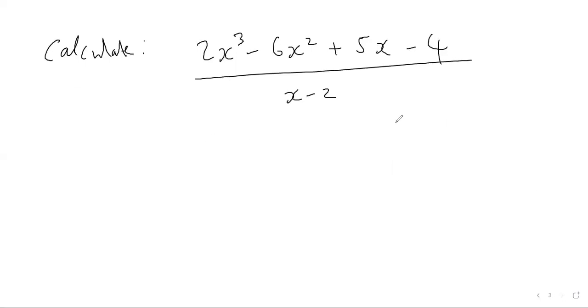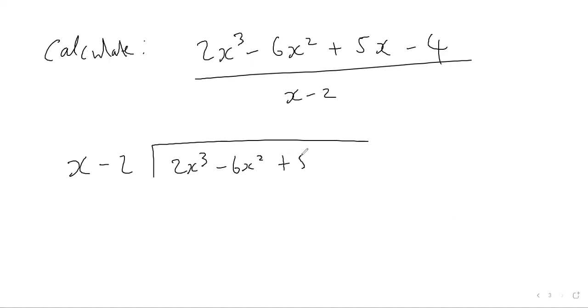Again, we're going to do a bus stop method with this algebraic example. So x minus 2 there, have your bus stop there, 2x cubed minus 6x squared plus 5x minus 4. Then we look at the first term there and ask how many x's go into it. So how many x's go into 2x cubed? Well, that's going to be 2x squared, because 2x squared times x gives you 2x cubed.